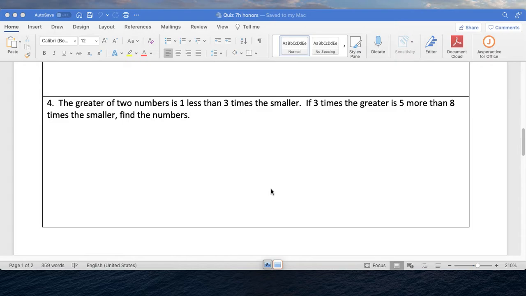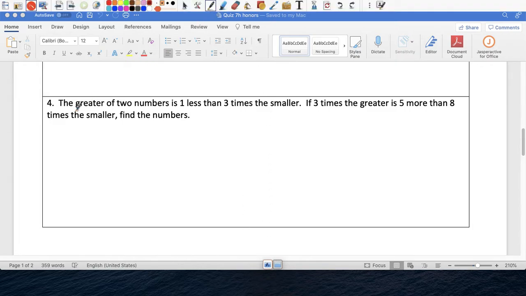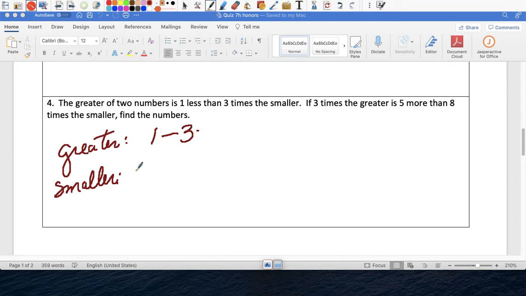Question 4, the greater of two numbers. If there's a greater, there's one that's not greater. So let's call one number greater and the other one smaller. The greater one is 1 less than 3 times the smaller. And the smaller one we'll call x. Careful, we have to switch that, and that eventually becomes 3x minus 1.